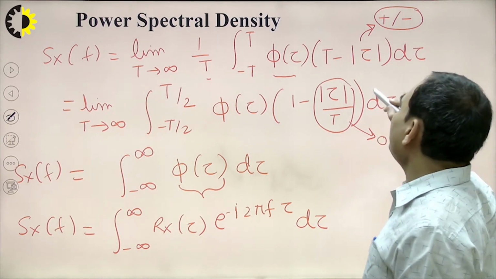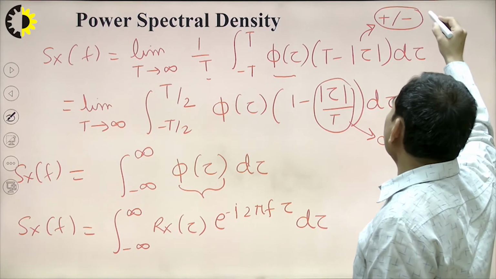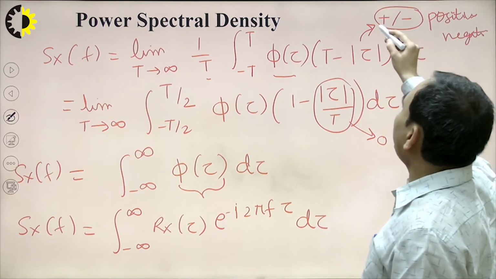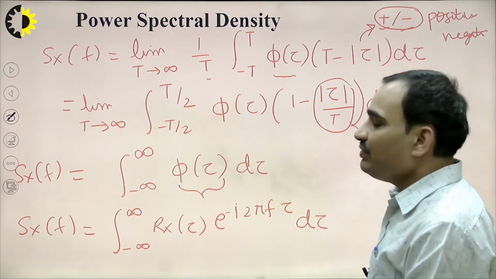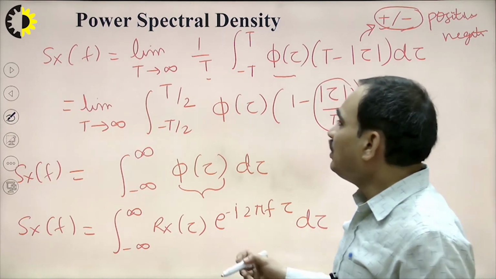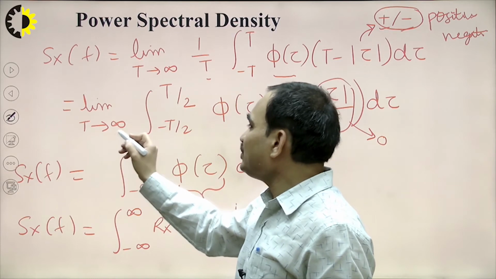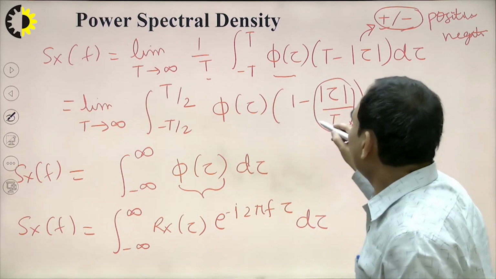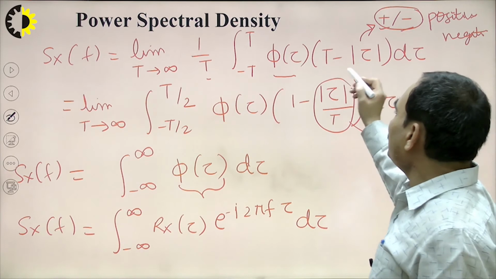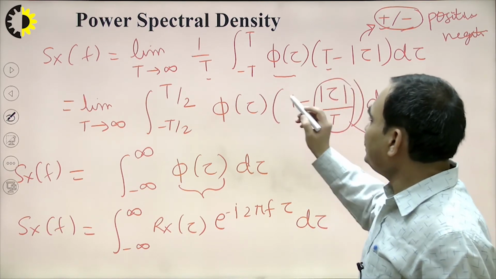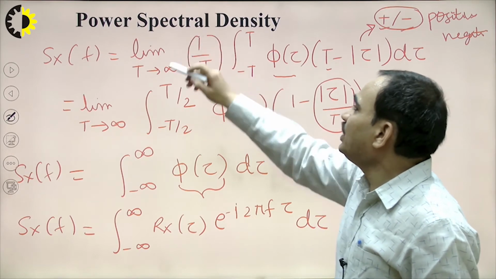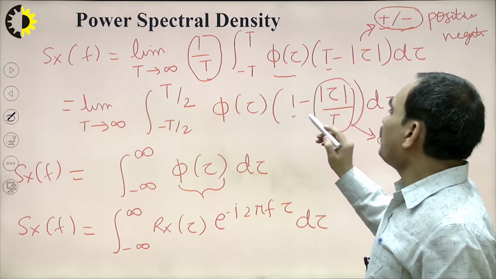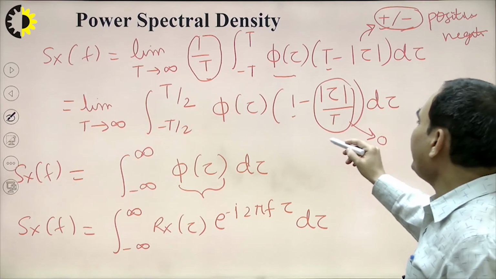So the magnitude of delay we have taken because the delay can be a positive delay or a negative delay. Means it may be advance or it may be lag. Accordingly, we have the delay of the process. So we had defined the limit T tends to infinity, integral from minus T by 2 to plus T by 2, phi of tau, and we have taken this T common from this equation, and this T will be cancelled out by this term 1 by T, or the same 1 by T we can take inside the bracket. We are getting 1 minus mod of tau divided by T.